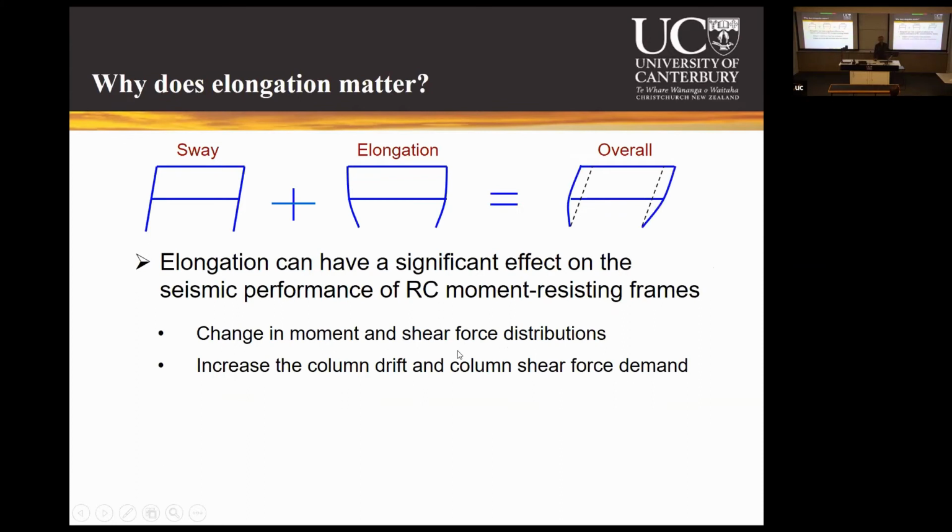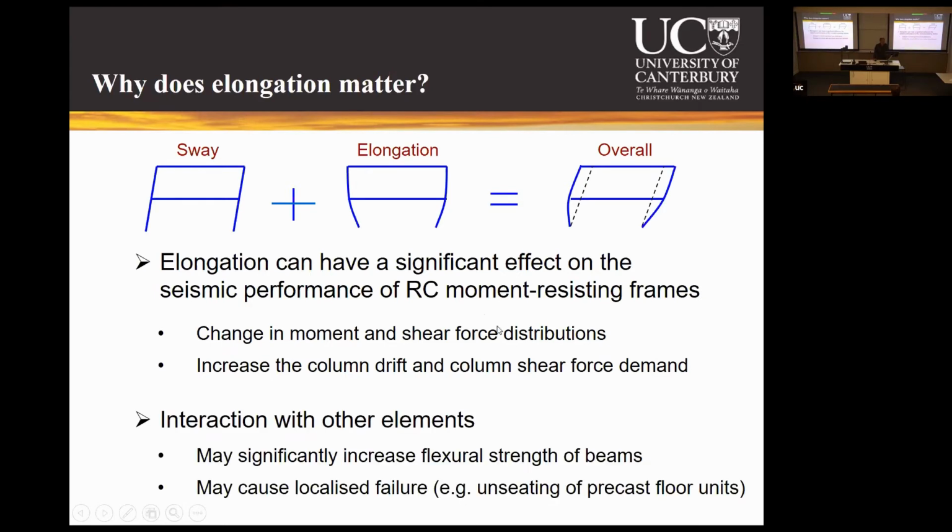Why does elongation matter? So you all have seen this sway, right? When a sway mechanism occurs, we idealize our system as this. But if this beam in the middle is getting longer, then that idealization is not true anymore. So you are now subjecting your columns to a larger drift. And when that happens, not only the drift, but also the internal actions, the shear forces, the bending moments, and axial forces, they all change. And without accounting for elongation, we cannot capture those, right?